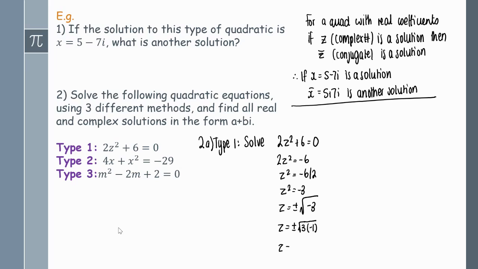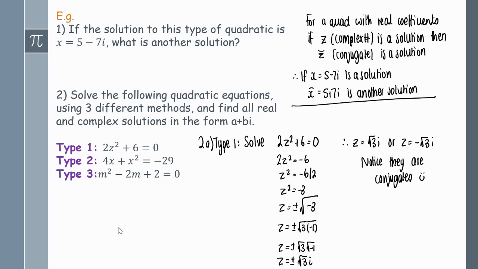Remember that the square root of minus 3 is really just the square root of 3 times negative 1, and I know the square root of negative 1 is i. So I can write that z equals plus or minus root 3 i. One solution is positive root 3 i, and the other solution is negative root 3 i. Notice these are indeed the conjugates of each other. One has a positive imaginary part and one has a negative imaginary part.